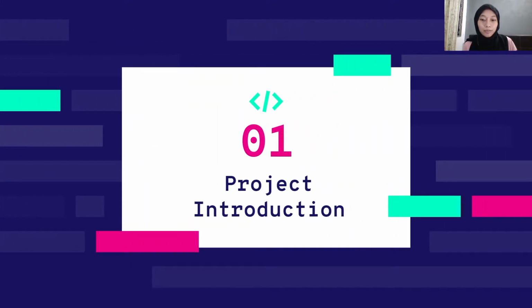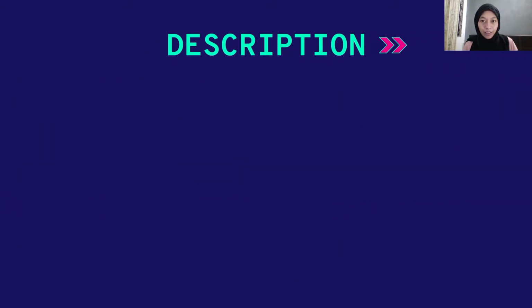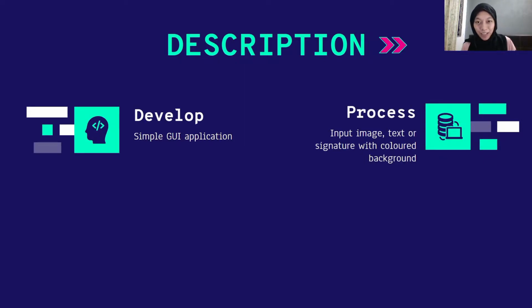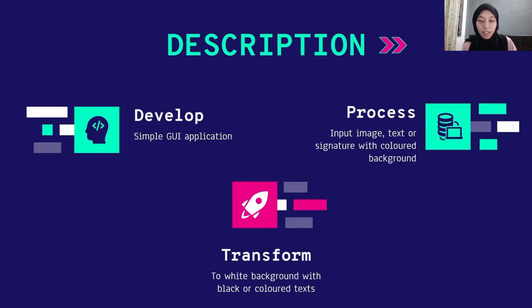So first of all, the project introduction. For the description of the application that we are going to make, it is basically a simple GUI application that processes an input image which is supposed to be something like a signature on a piece of paper or a chalk or some drawings, and extracts the drawing and makes the background turn into white.